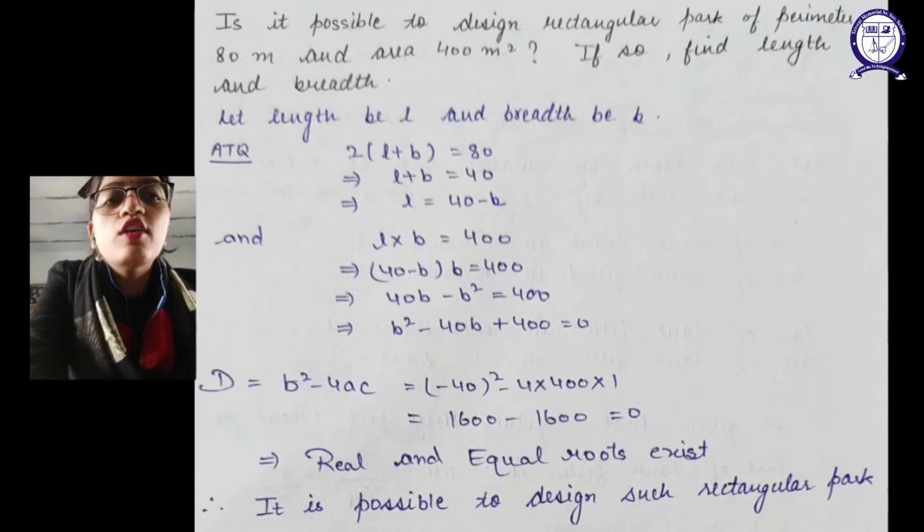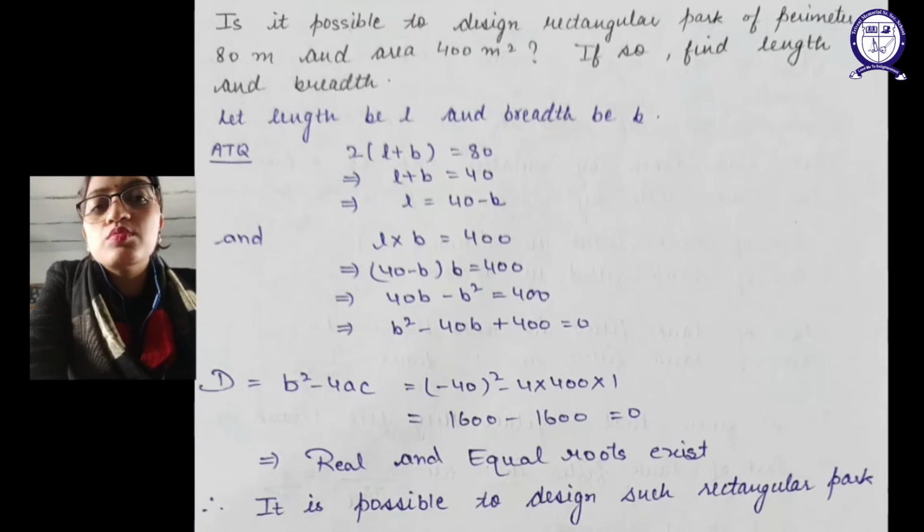Okay, now we know that perimeter is 80, so perimeter is 2 into (L plus B). So 2 into (L plus B) equals 80. So L plus B comes out to be 40, and we are finding the value of L here. We can also find the value of B instead of L, that is up to your choice.